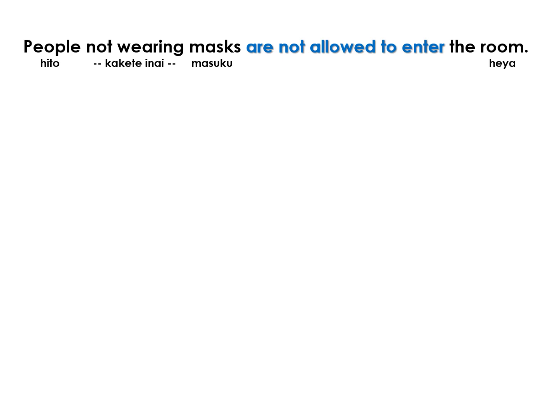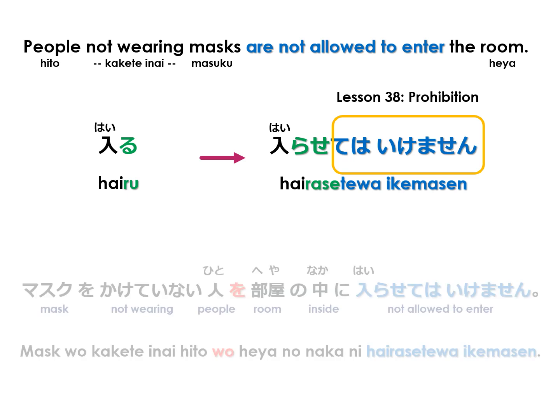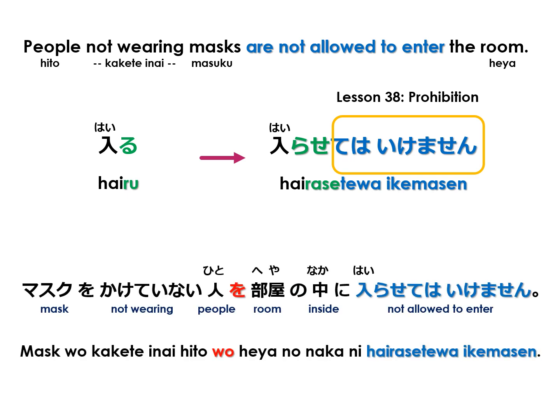People not wearing masks are not allowed to enter the room. Our verb is a combination of causative and prohibition. To enter is 入る, and conjugating for causative and prohibition in the formal style, we get 入らせてはいけません. You can review how to make prohibitions in lesson 38. And the whole sentence, マスクをかけていない人を部屋の中に入らせてはいけません.